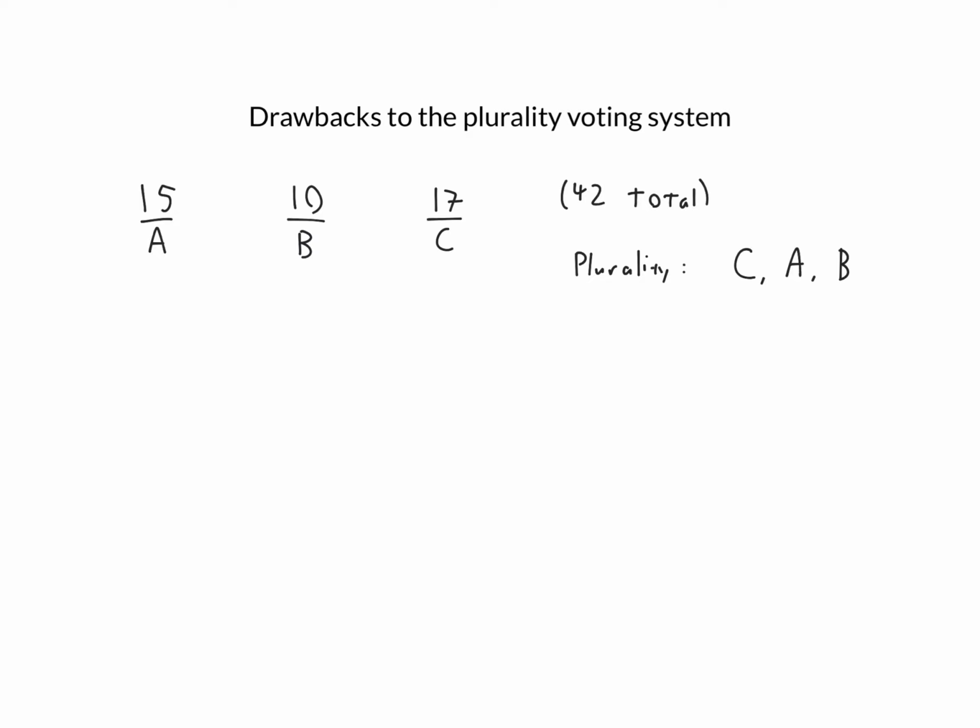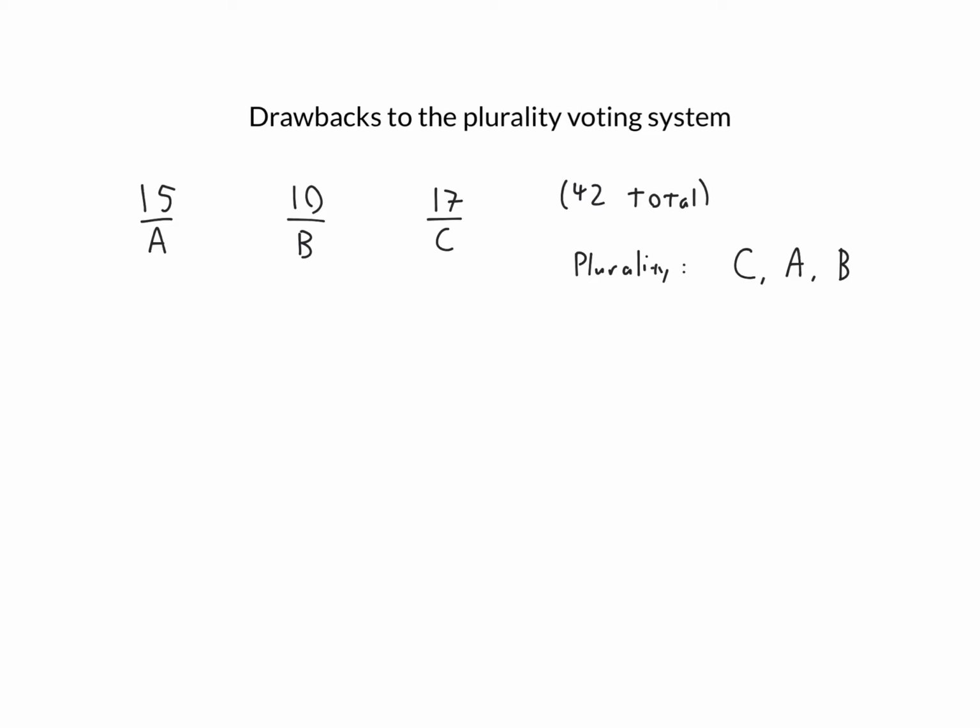It could be that candidates A and B have very similar ideologies and that C's is very different. So here, more people prefer A and B's ideology combined than prefer the ideology of C. Should C have really won in this case? It could also be that if the voters knew that B was going to do poorly, they would have decided to vote for A instead.